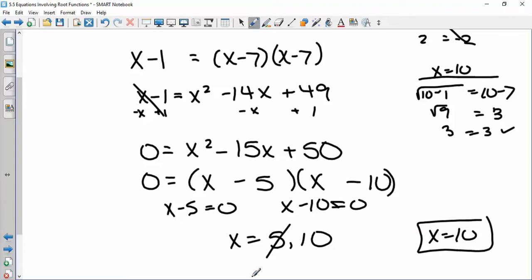It is possible if you get two answers like this that one of them works and one doesn't. They could both work, or neither one could work. There's no guarantee. So you always have to check everything. Is that okay with everybody?